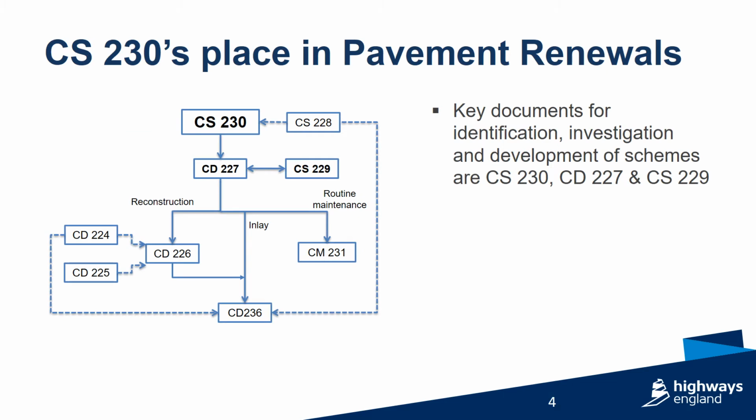The diagram shows the relationship of CS230, Pavement Maintenance Assessment Procedure, with the other pavement standards. CS230 sets out the requirements for the network level surveys and the requirements to review the network level data to identify lengths for further investigation. CD227, Design for Pavement Maintenance, establishes the requirements for an investigation plan informed by the visual condition surveys described in CS229.